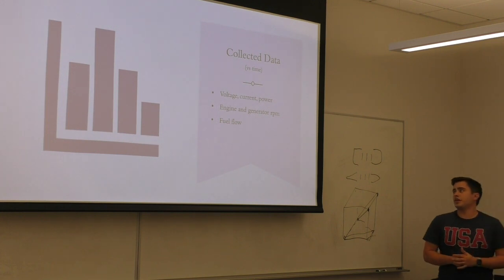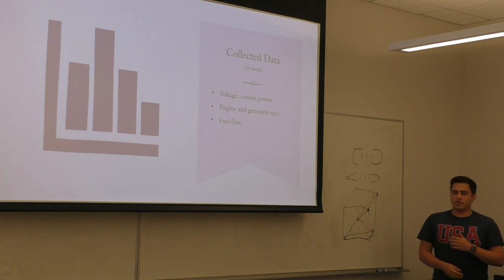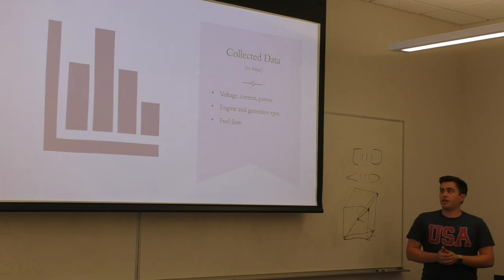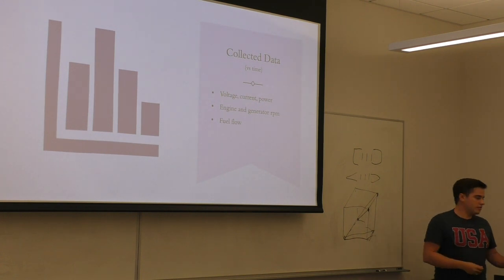So this is going to be the data that we collected. The main things that we're going to be looking at are the voltage and the current, and therefore the power that it was able to output, as well as the engine and generator RPMs to see the trends of how those are related, and most importantly the fuel flow, which has a very interesting trend to it.